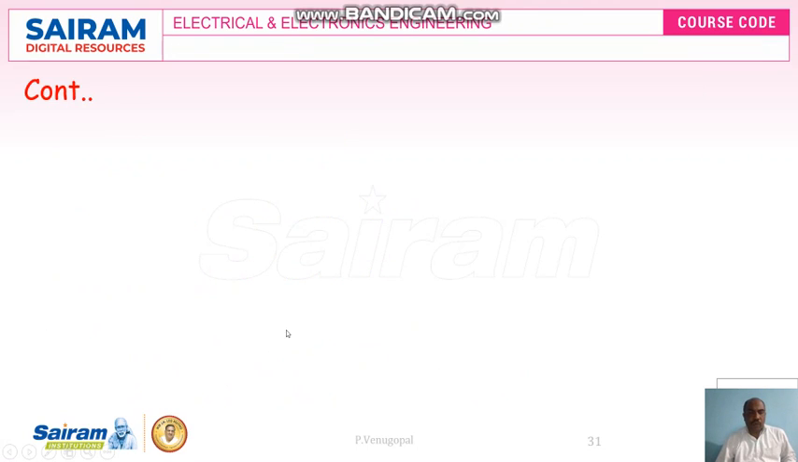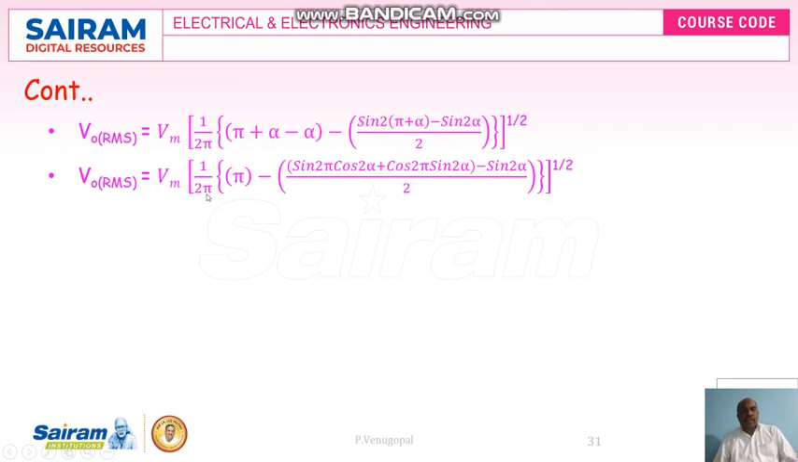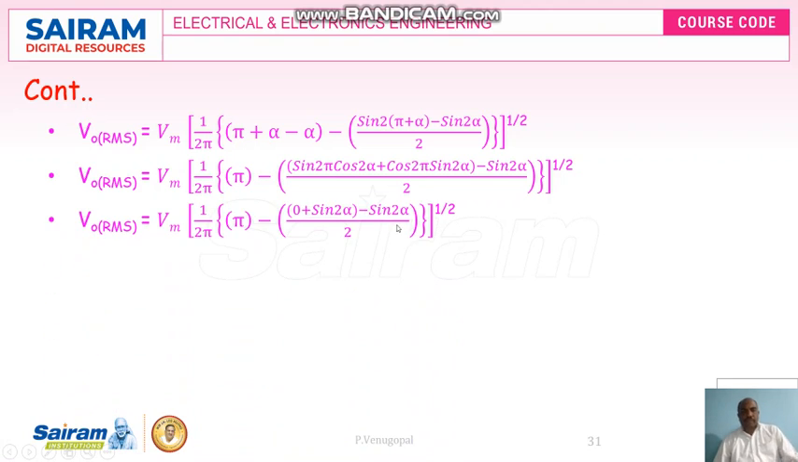Substitute over there. So what you will get? You will get this equation, that is V naught RMS is equal to Vm into 1 by 2 pi, pi plus alpha minus alpha, minus sine of 2 pi plus alpha minus sine 2 alpha, by 2, whole to the power 1 by 2. Here alpha minus alpha gets cancelled, pi is left out, and this sine 2 of pi plus alpha. Use the trigonometric rule, sine of a plus b is equal to sine a cos b plus cos a sine b. In the same way, we can write sine 2 of pi plus alpha as sine 2 pi cos 2 alpha plus cos 2 pi sine 2 alpha, minus this sine 2 alpha as it is, divided by 2, whole to the power of 1 by 2.